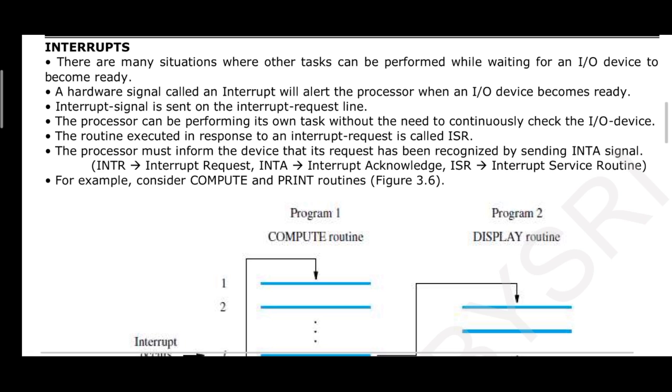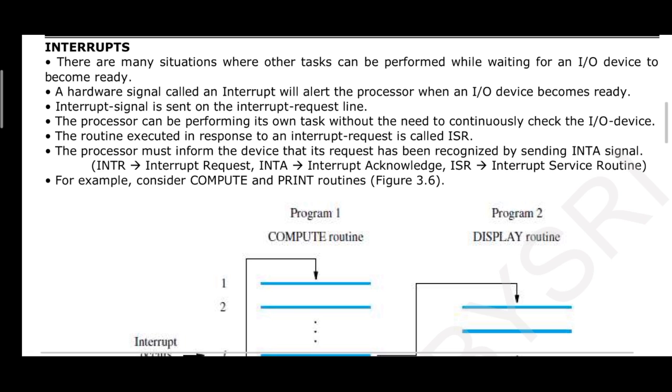Interrupt. The general meaning of interrupt is disturbance. So here, interrupt refers to a hardware signal, or a signal generated by a device, which indicates the processor to perform certain tasks. That's it, like a keystroke or certain kinds of signals.